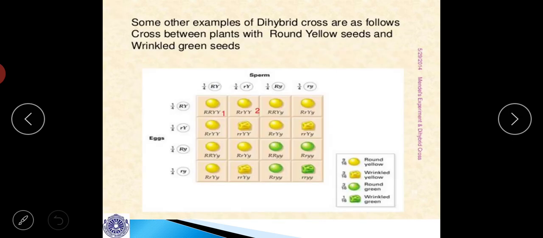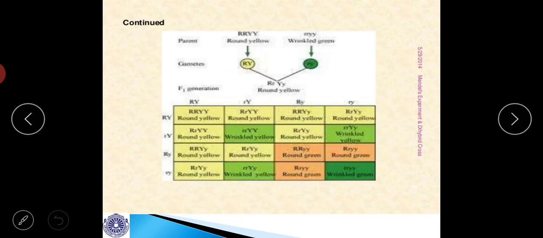Some of the other examples of dihybrid crosses are as follows. That is a cross between plants with round yellow seeds and wrinkled green seeds, and this also has produced a ratio of 9:3:3:1 in the F2 generation, and the same genotypic ratio, that is 1:2:2:4:1:2:2:1. So this is the cross which was explained in the previous slide.